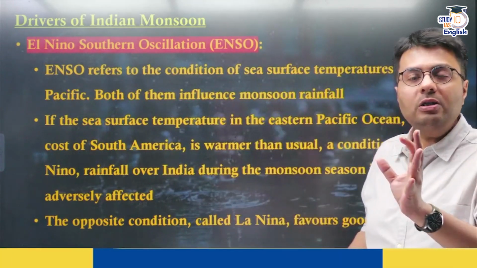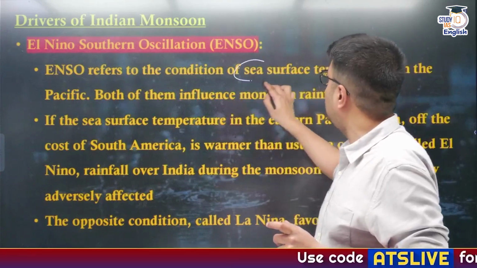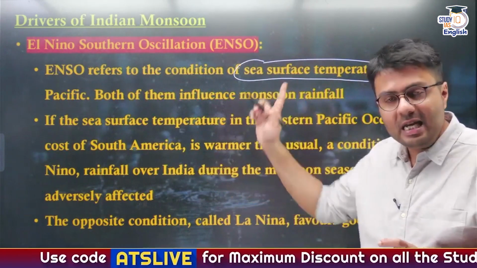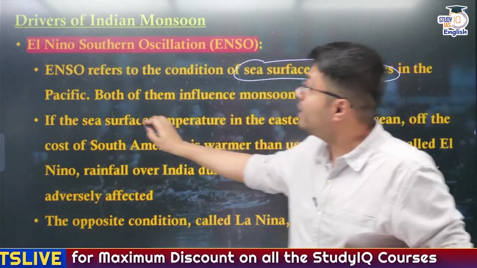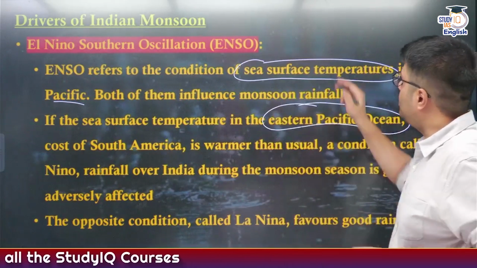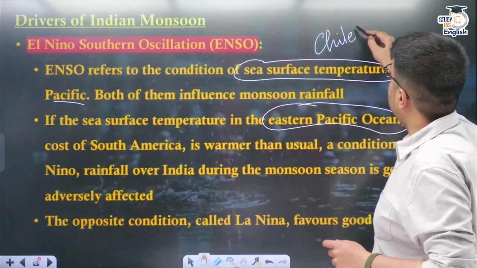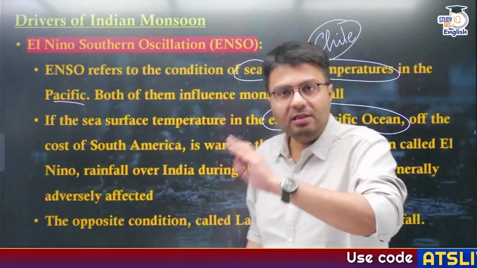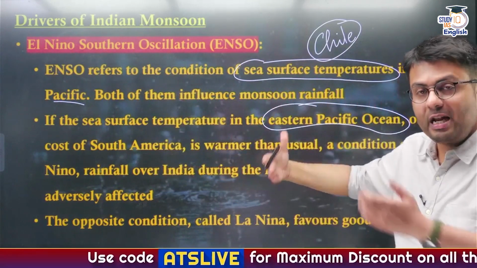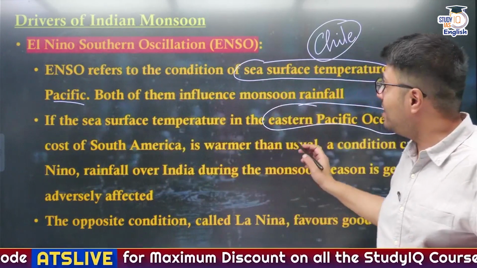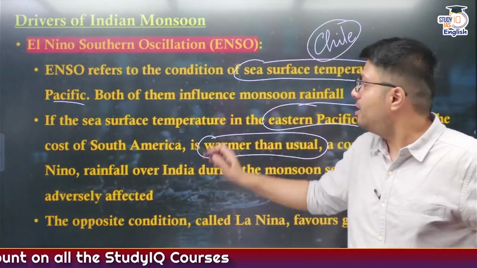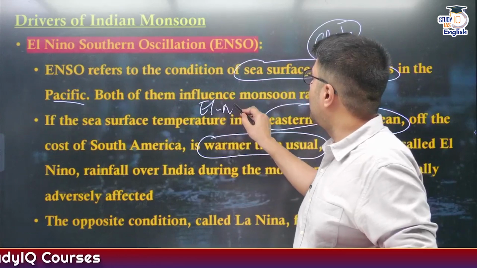Now, El Nino Southern Oscillation refers to atmospheric condition or the temperatures of sea surface that are prevailing not in Indian Ocean, not near Indian coast, but in the coast of Pacific, particularly in the eastern part of the Pacific Ocean, which is on the coast of country known as Chile. Now, if the sea surface temperatures on the coast of Chile, which is located in the eastern part of Pacific Ocean and on the coast of Southern America, if it is above or it is warmer than usual, then it means that the conditions of El Nino will prevail, right?